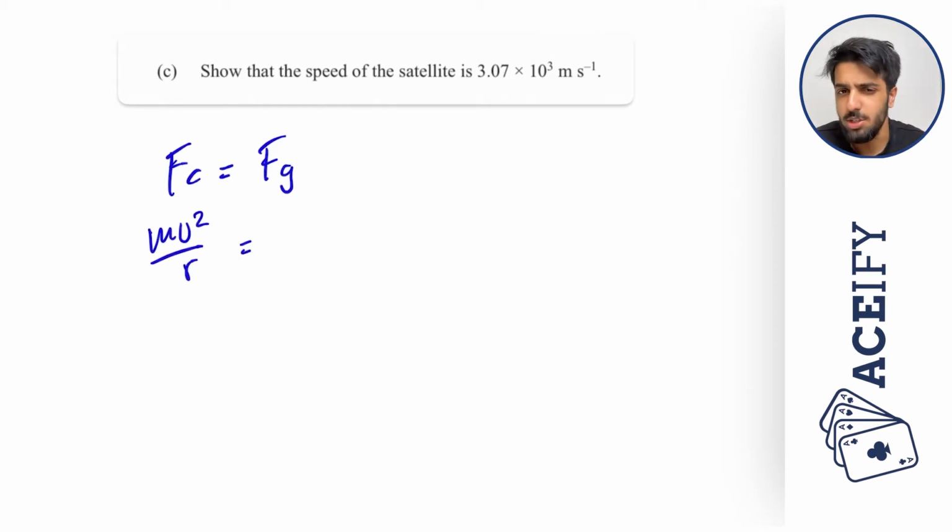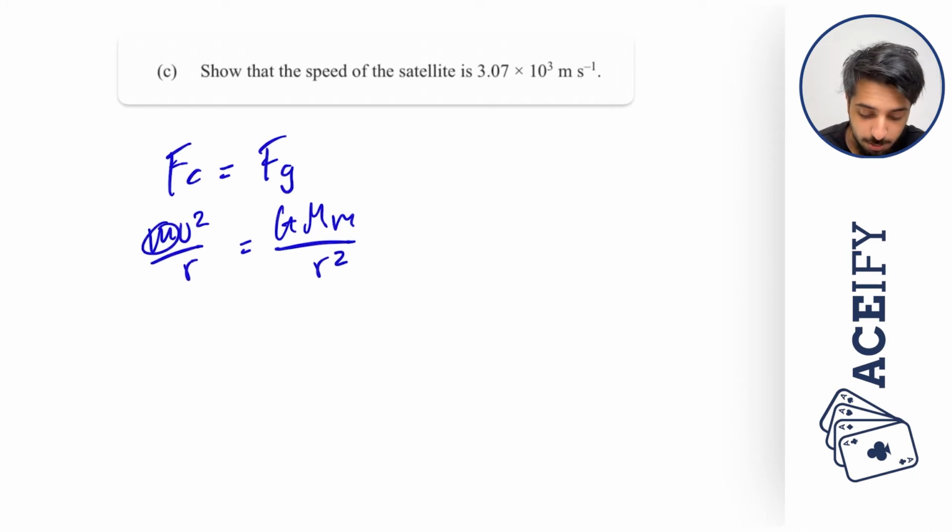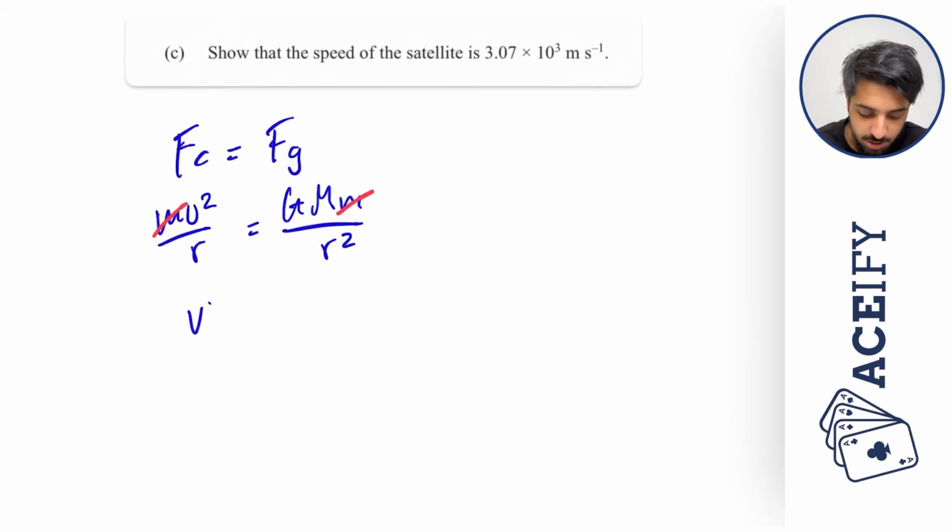And our Fg, which we just used in the previous question, is G big mass, little mass, all over r squared. Now, as you can see, we have our little mass on both sides, which is just the mass of the satellite. And so because of that, we can divide by m on both sides, and these masses just cancel. That simplifies our equation to v squared over r is equal to G big mass all over r squared.